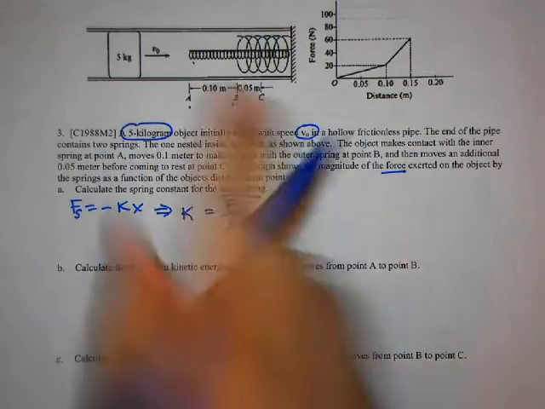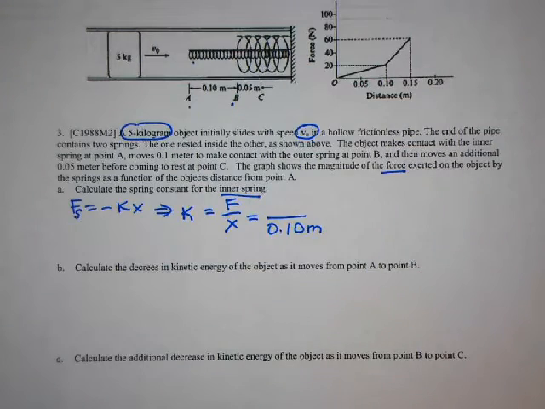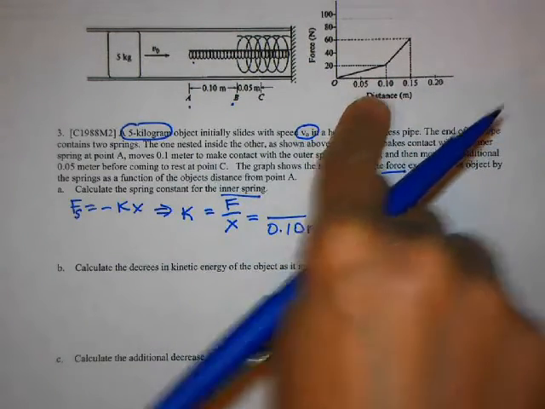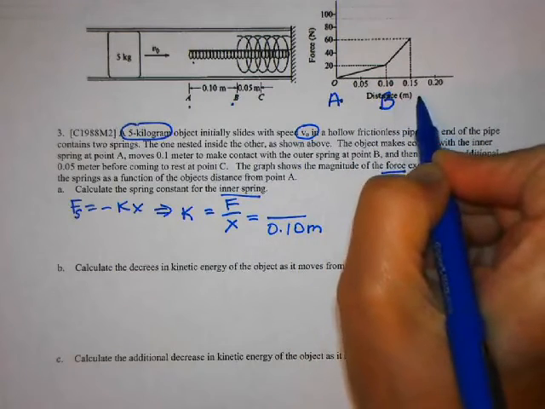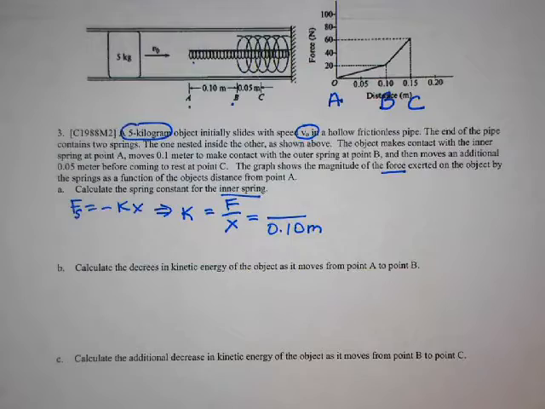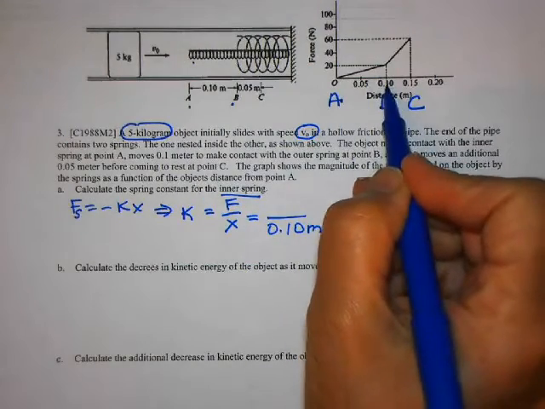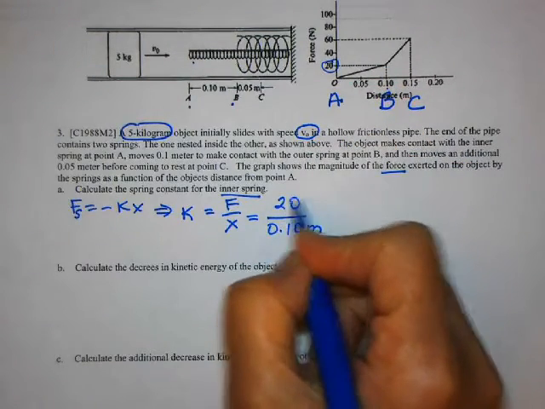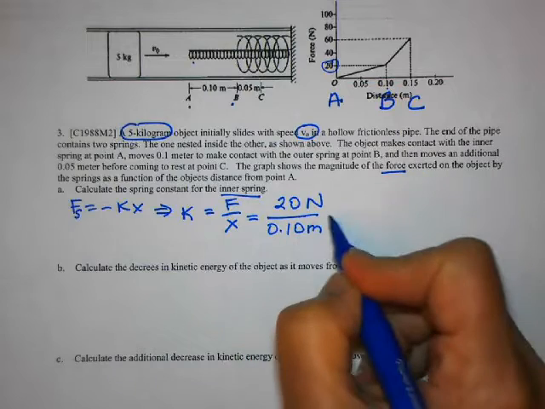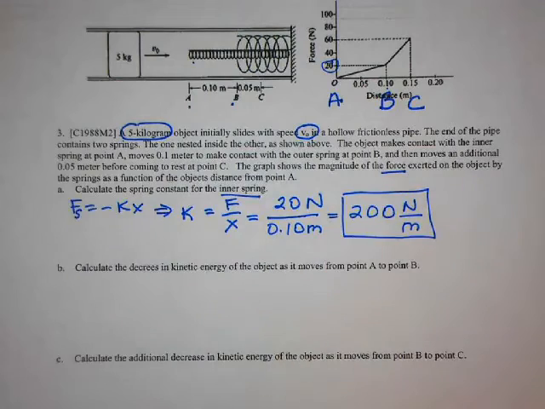Well, we know that it's compressed 0.1 meters. But where do we get the force from? Now we look at the graph. Remember, this is point A, this is point B, and this is point C. At 0.1 meter, what's the force? Oh, it's 20. So this is just going to be 20 newtons over 0.1 meter, and this is 200 newtons per meter. That was actually pretty easy, we're just using the graph.